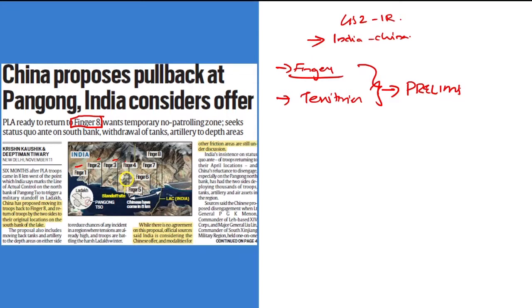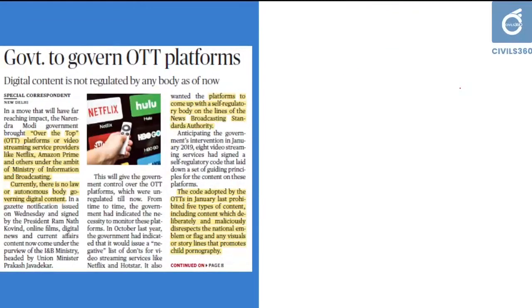Also the territories related to this recent standoff. The next one is government to govern OTT platforms. Here for prelims, this may not be very important, but just understand what over-the-top services or OTT services are. There will not be any questions directly on OTT platforms, but there can be a statement regarding OTT platforms. But for prelims, you need to add certain other points, that is News Broadcasting Standards Authority (NBSA) and related issues.